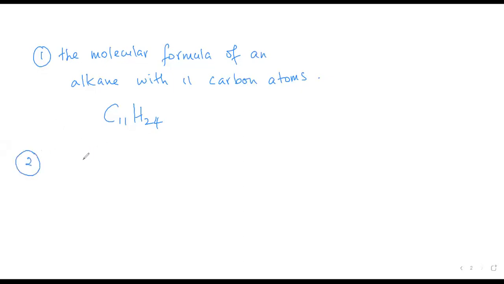I have another question as well. Listen carefully, students. C15H32 is the molecular formula of an alkane. What is the molecular formula of the next member in the series? What is the molecular formula of the next alkane?